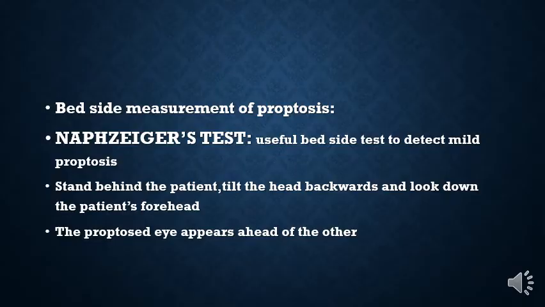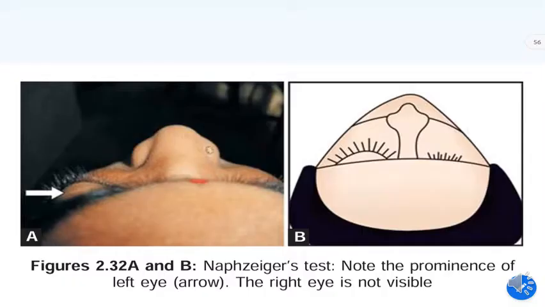Now the bedside measurement of proptosis by Naffziger's test. In this test, stand behind the patient, tilt the head backwards and look down the patient's forehead. The proptosed eye appears ahead of the other. In this picture, you can note the prominence of the left eye, that is, it is the proptosed eye, whereas the right eye is not visible here.